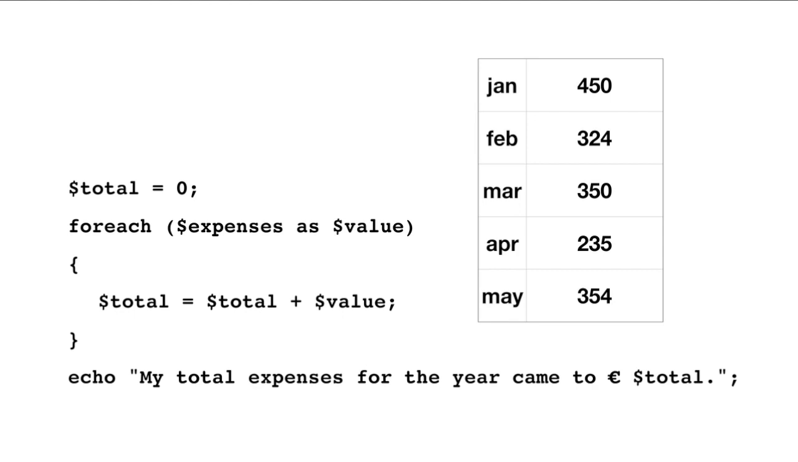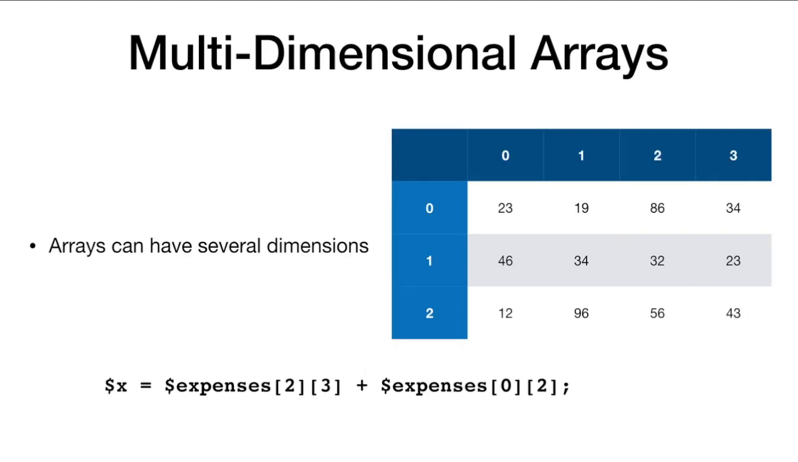Another variant of an array is a multi-dimensional array. Arrays don't even have to be a single list of values. It can actually be a grid. This is a 2-dimensional array here, but you could even have 3-dimensional or, if you really wanted to blow your mind, multi-dimensional. Here we're saying variable x gets expenses 2, 3 plus expenses 0, 2. So 2, 3 in this case might be 43, and 0, 2 would be 86. We'll add the two of those together.